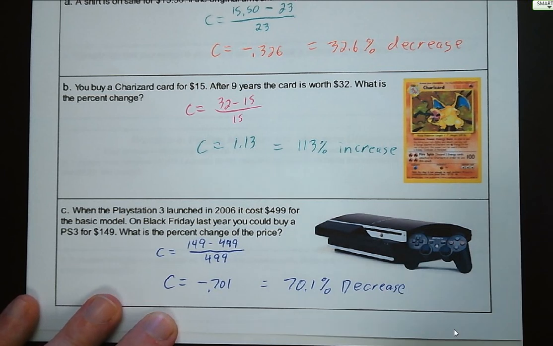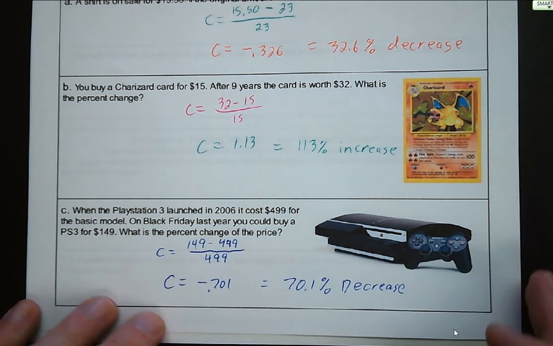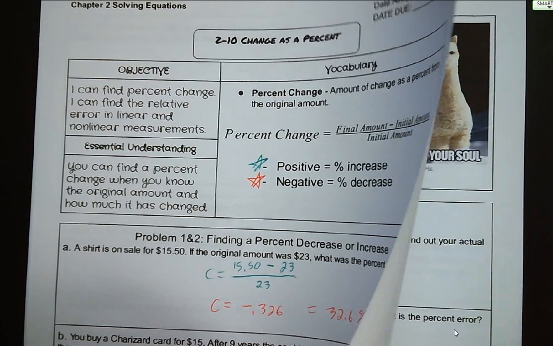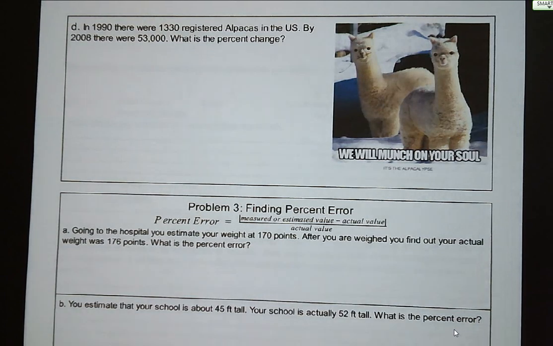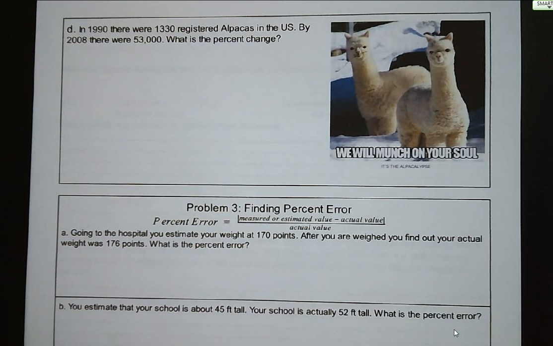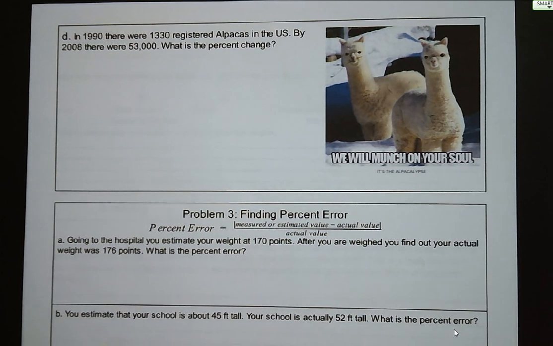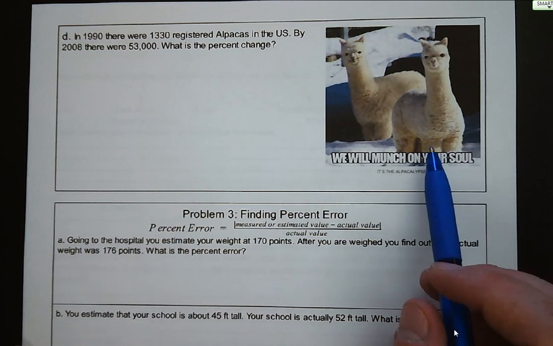If you go on to the next page, I want you to try letter D on your own. In 1990, there were 1,330 registered alpacas in the United States. By 2008, there were 53,000. What is the percent change of the giraffe sheep?